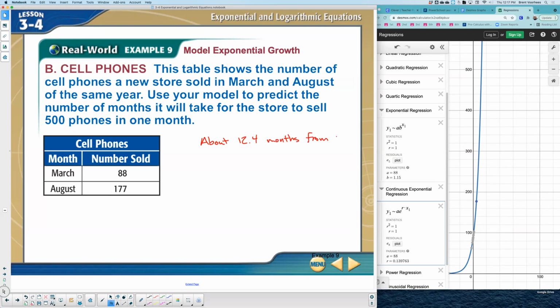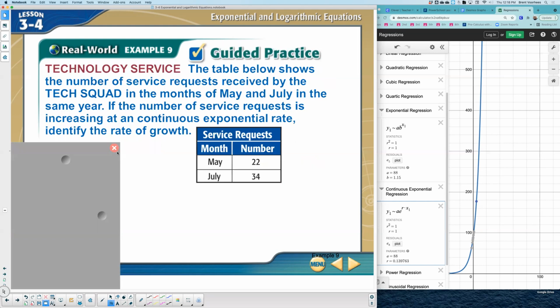From March, which means it'll be roughly March or April of the next year. To get to 500. Now you have one.